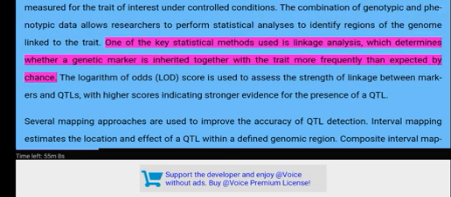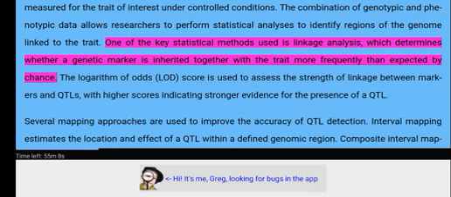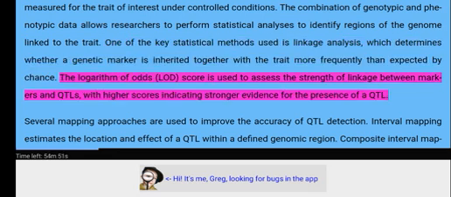One of the key statistical methods used is linkage analysis, which determines whether a genetic marker is inherited together with the trait more frequently than expected by chance. The logarithm of odds (LOD) score is used to assess the strength of linkage between markers and QTLs, with higher scores indicating stronger evidence for the presence of a QTL.